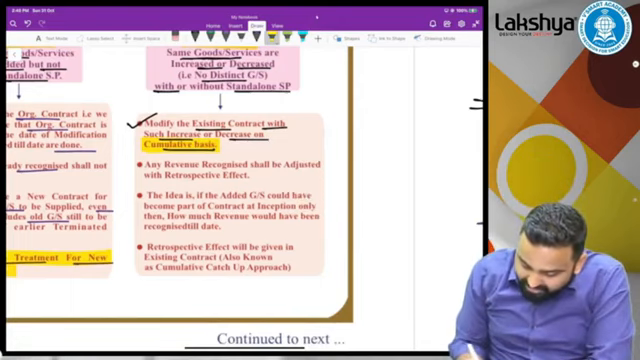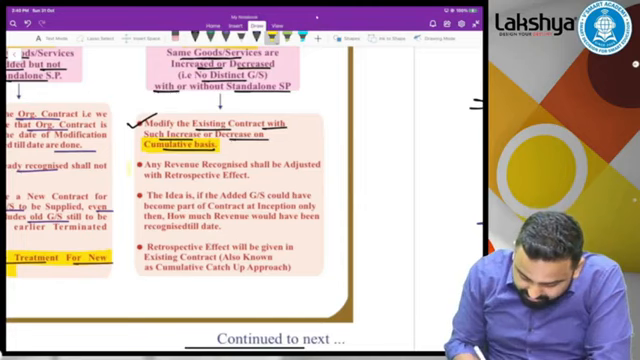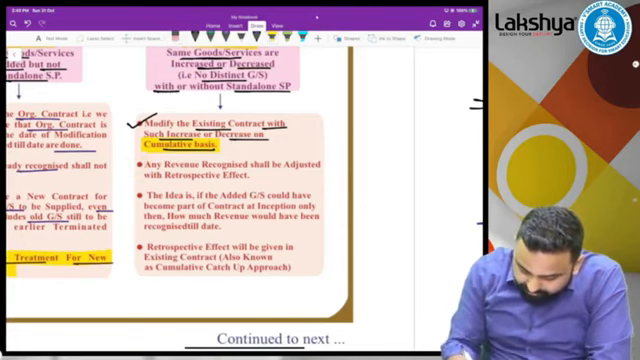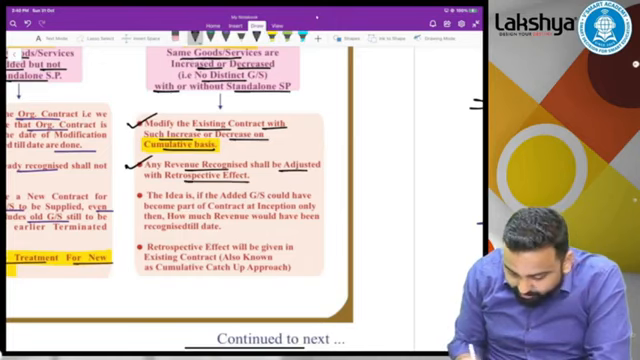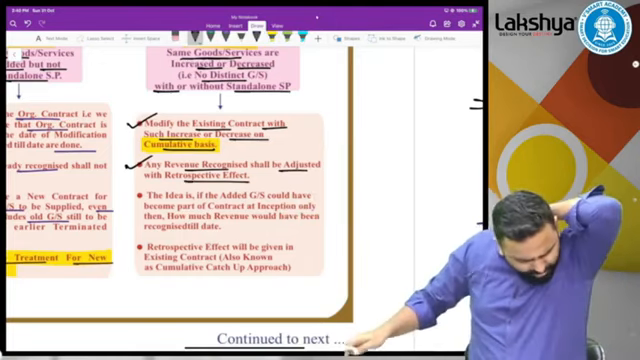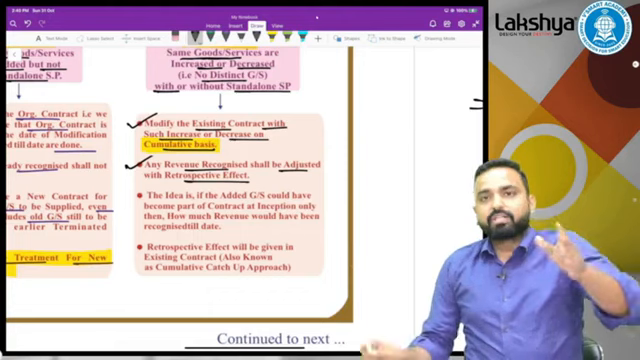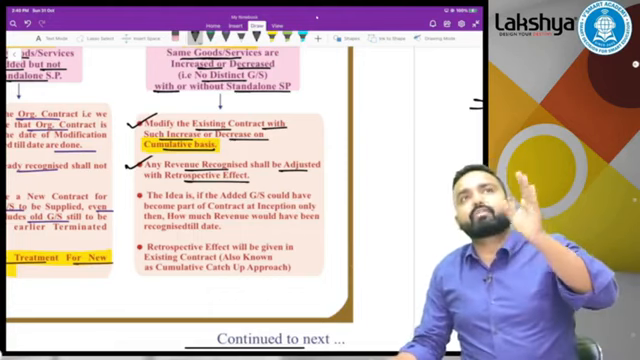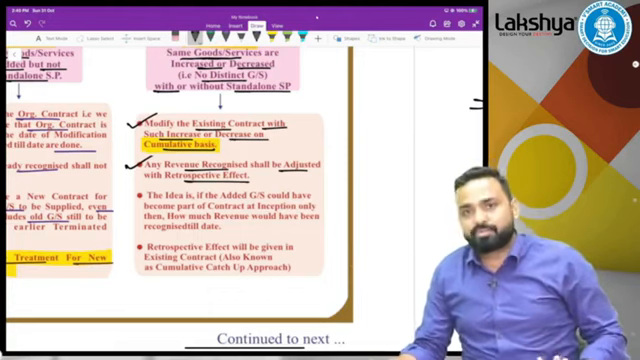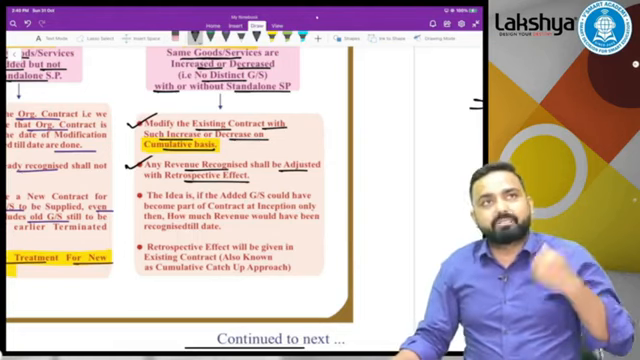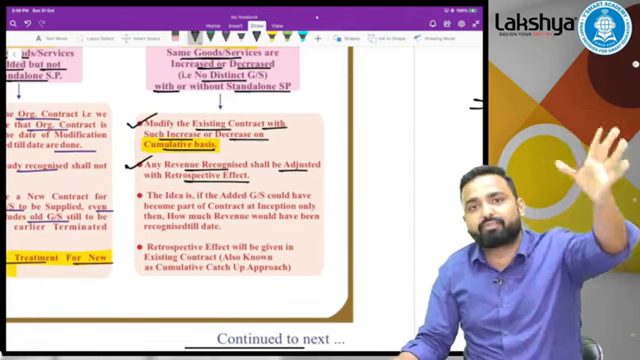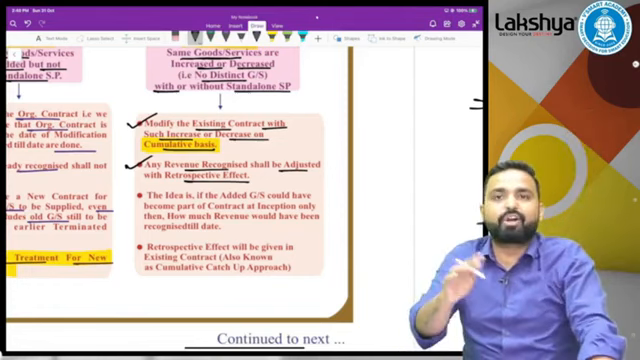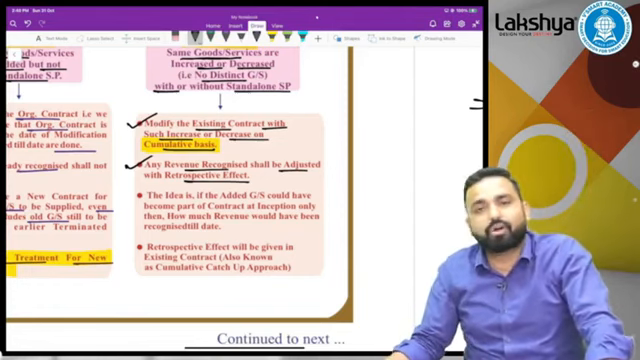Modify the existing contract with such increase or decrease on a cumulative basis. Any revenue recognized shall be adjusted with a retrospective effect. What is that retrospective effect? Suppose there was an original contract to supply 50 laptops. After some time, the customer came to me and asked for another 30 laptops of the same configuration. The price may or may not be standalone. Now what to do?